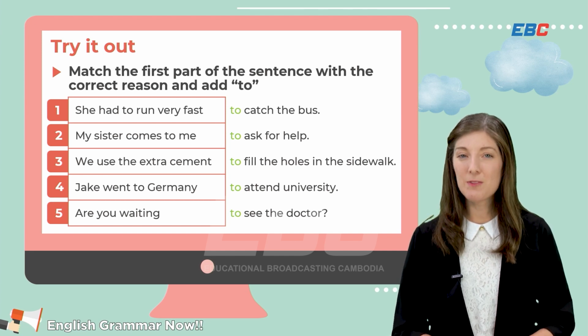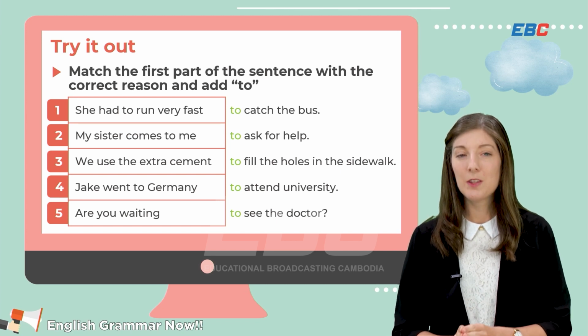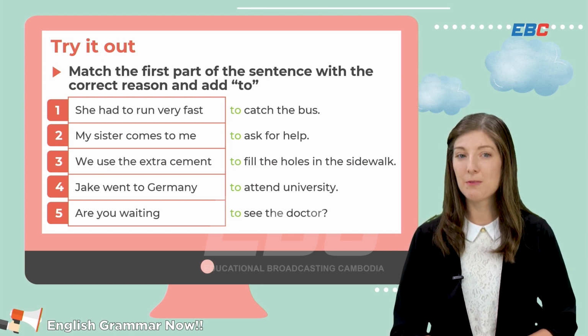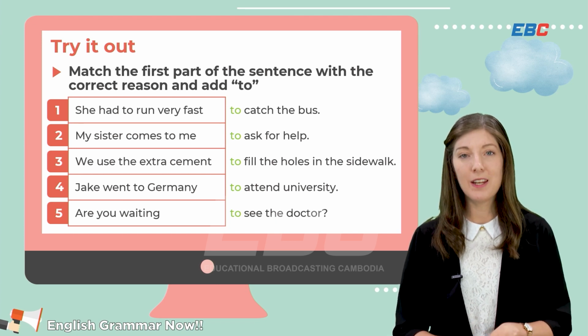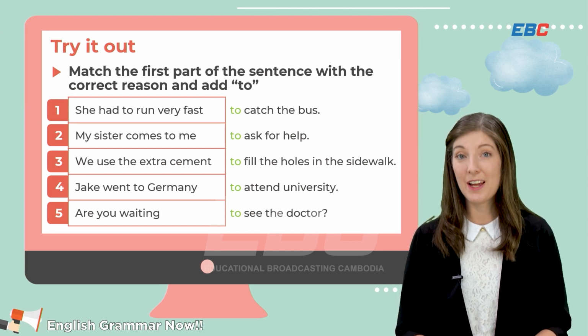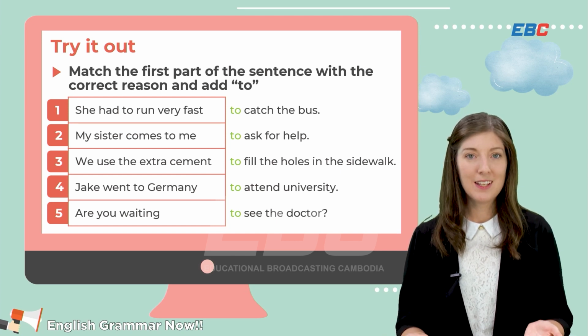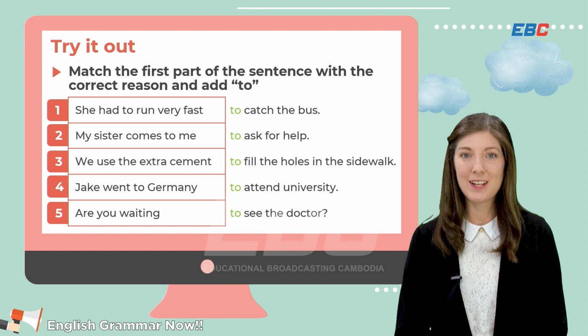For each of these sentences, to is adding the reason, the reason for the first half. For example, in the last sentence, are you waiting to see the doctor? We could ask a why question like, why are you waiting? And the answer is in the to phrase, to see the doctor. That's the reason I'm waiting.